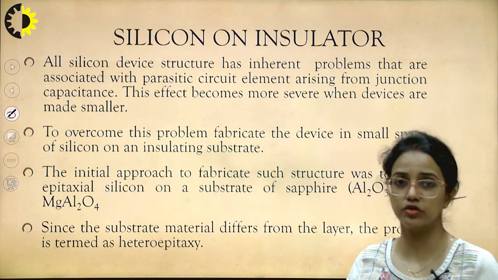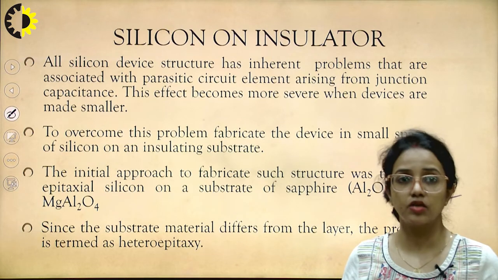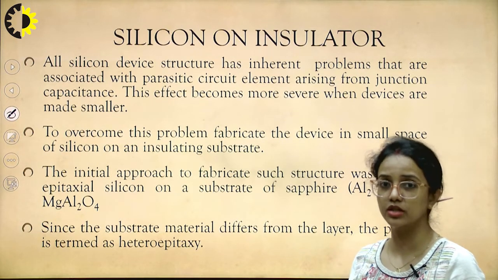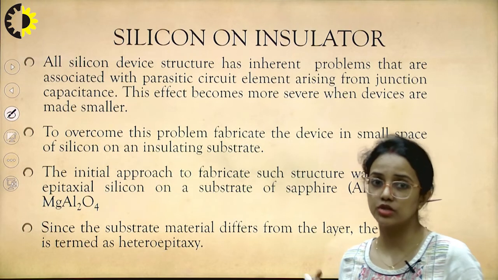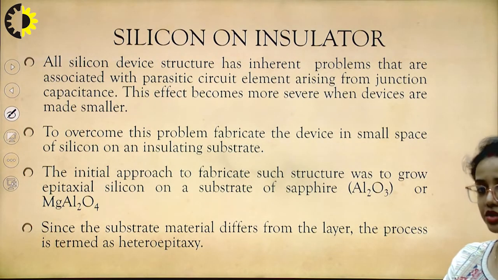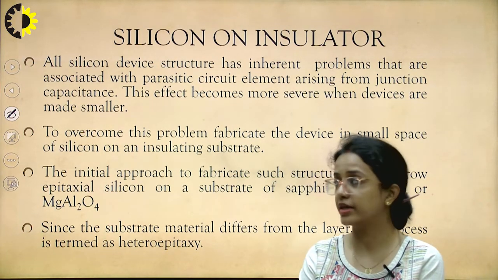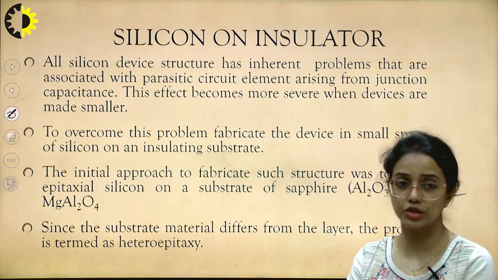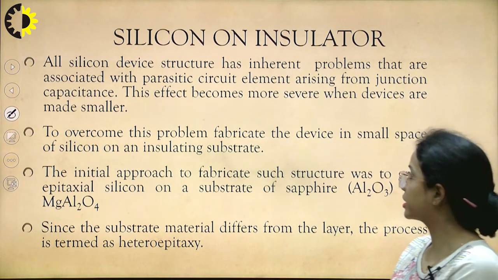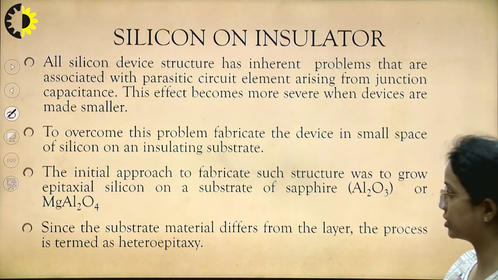Now we have to study what silicon on insulator is. All silicon device structures have inherent problems. Those are associated with parasitic circuit elements arising from junction capacitance. The effect becomes more severe when the devices are smaller and when we are talking about miniaturization. To overcome this problem, we fabricate the device in a small space of silicon on an insulating material.